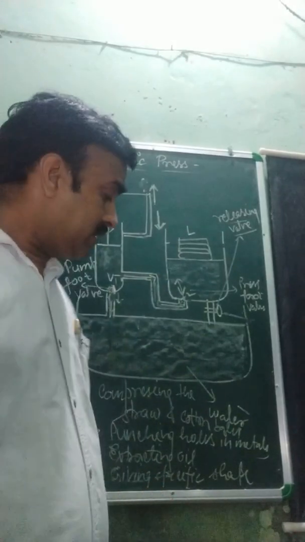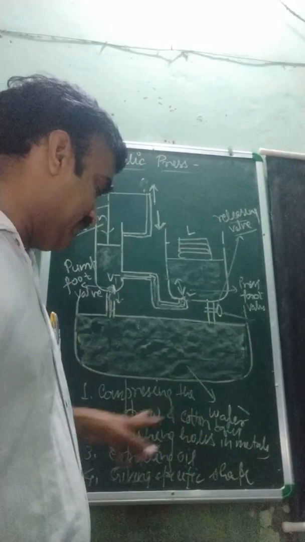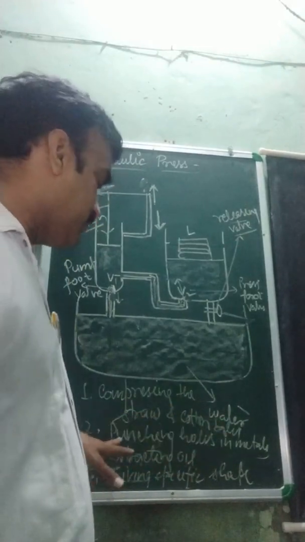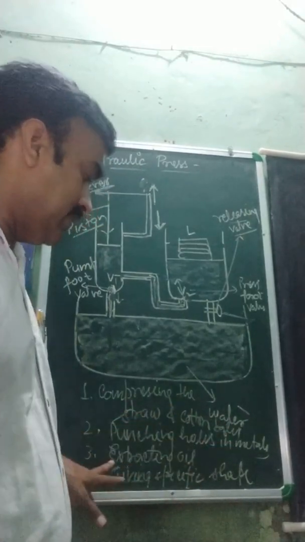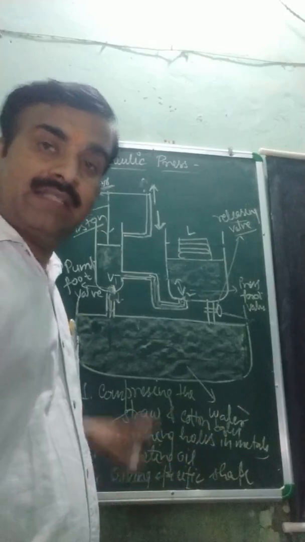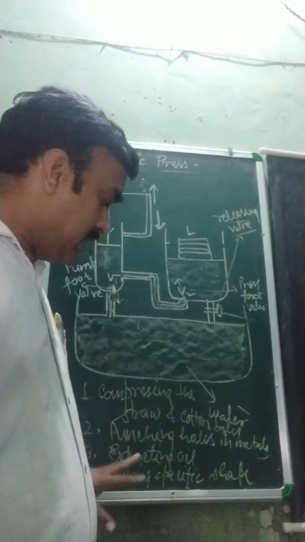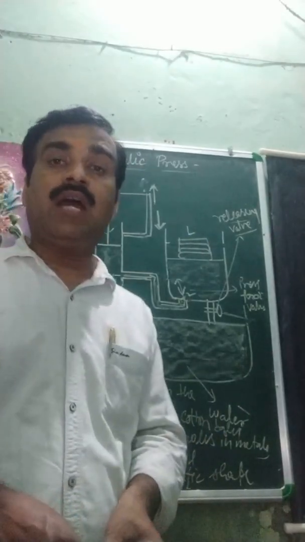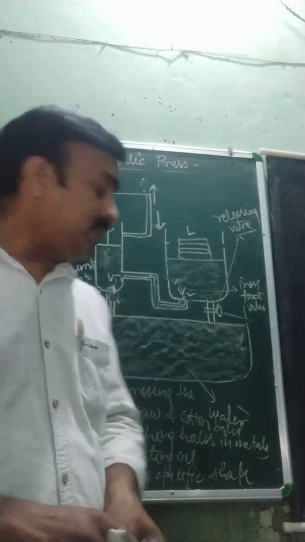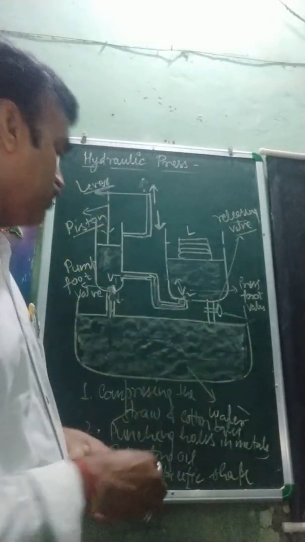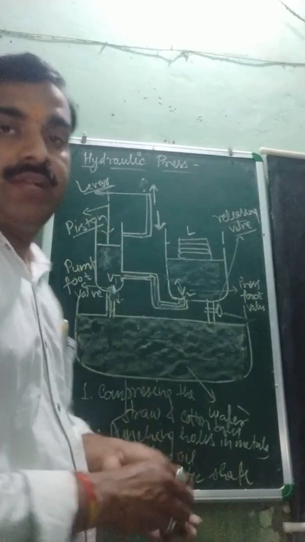These are the uses of the hydraulic press. First, compressing the straw and cotton bales; punching holes in the metals; extracting oils from the oil seeds; and giving a specific shape to the metals. These are the uses of the hydraulic press.